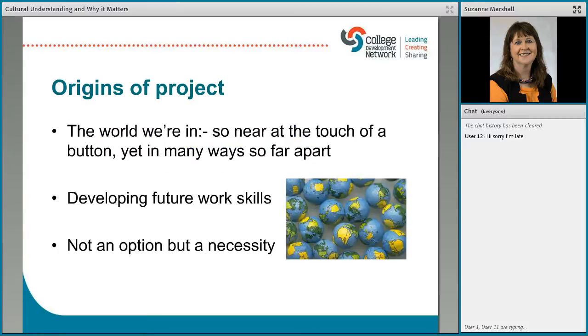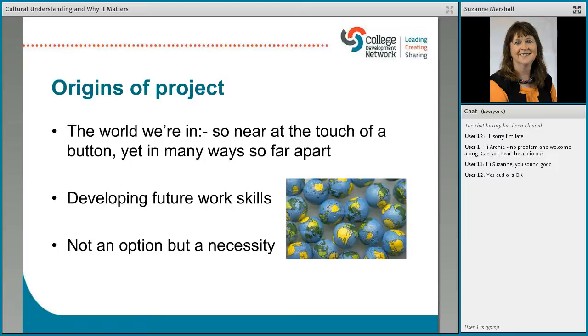I suppose the origins of this project really are partly personal, a lot to do with my own particular interest. I worked for probably about 18 years with international students, both in colleges and universities. So it has been an interest of mine. The whole area of cross-cultural and intercultural awareness is something that I'm very interested in and think is really something that we should all be focusing on.